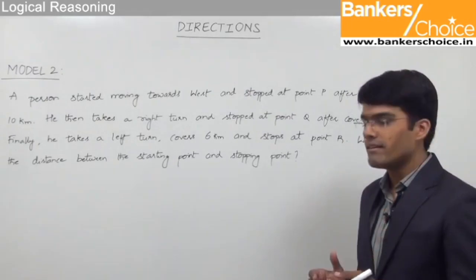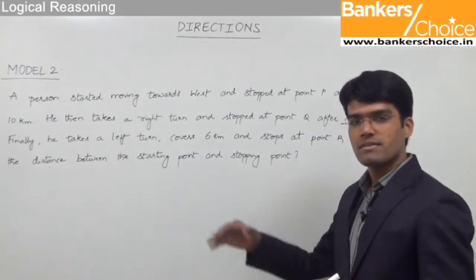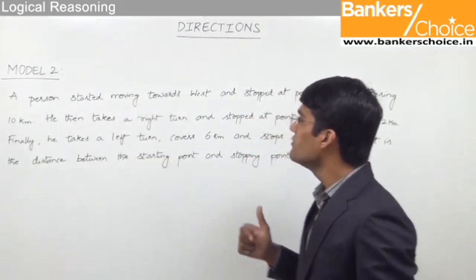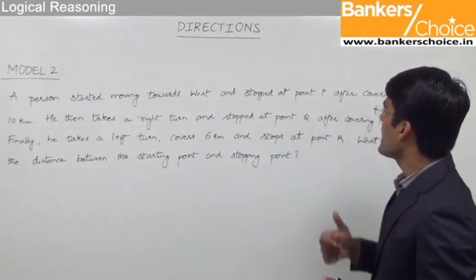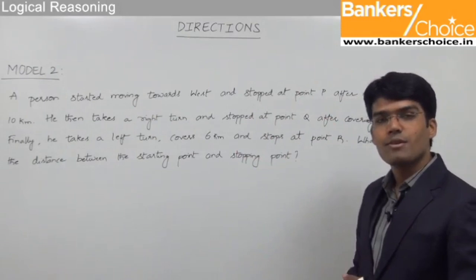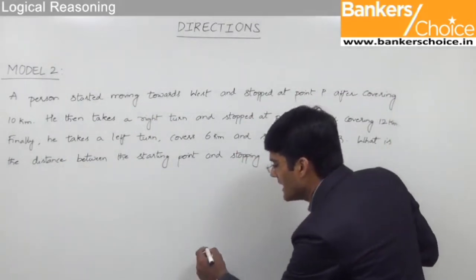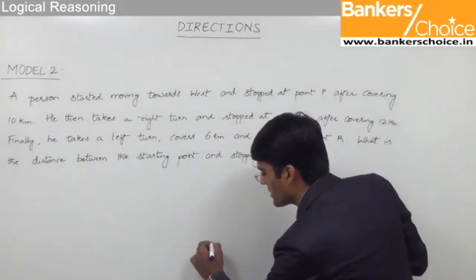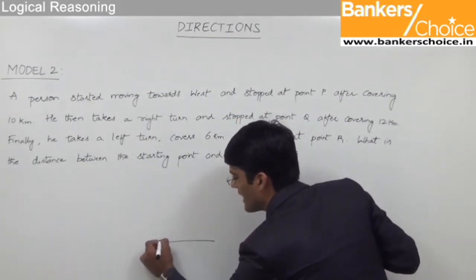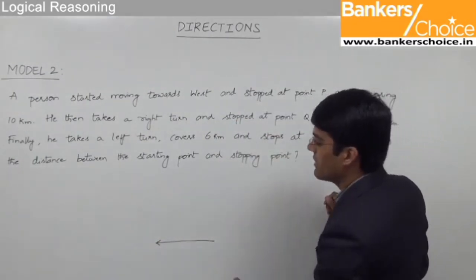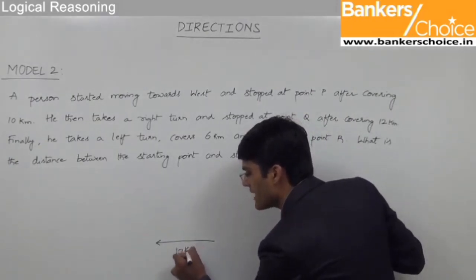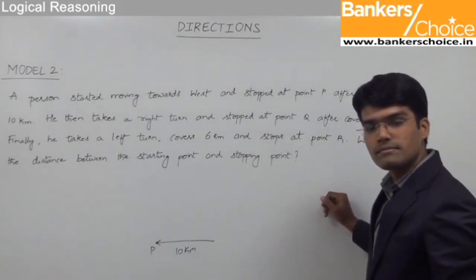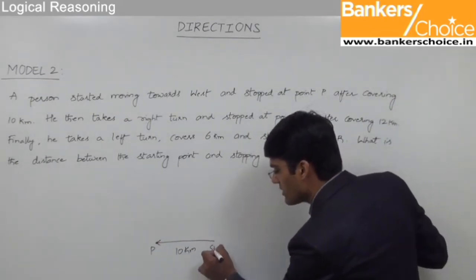So as discussed earlier, let us first trace the movement of the person as given in the question. The first statement here is, a person started moving towards west and stopped at point P after covering 10 kilometers. So let us assume that this is the starting point of the person. And as given in the question, the person moved towards west and covers a distance of 10 kilometers and stops at point P. So this point can be taken as point P. And this is the starting point of the person.